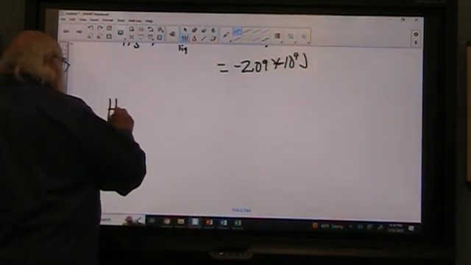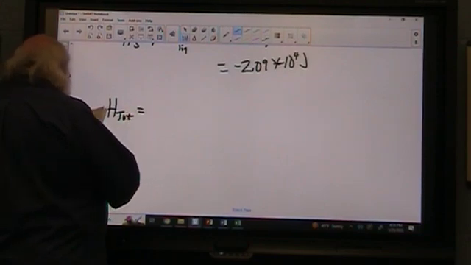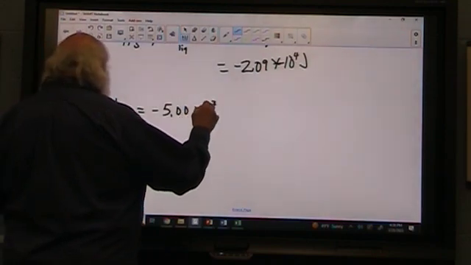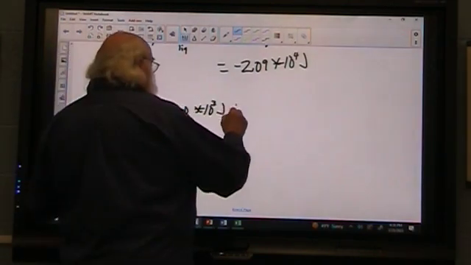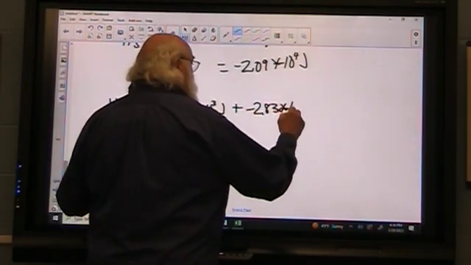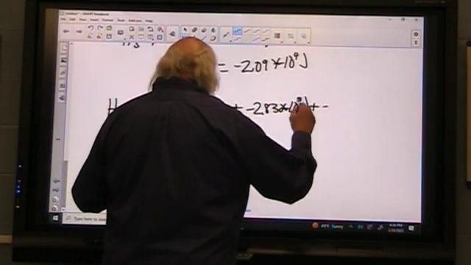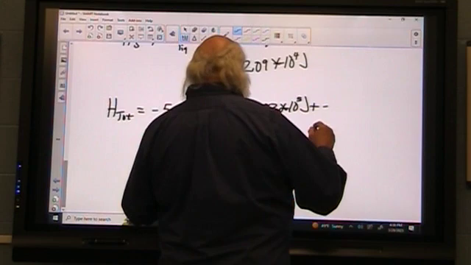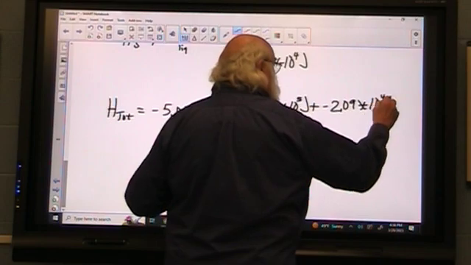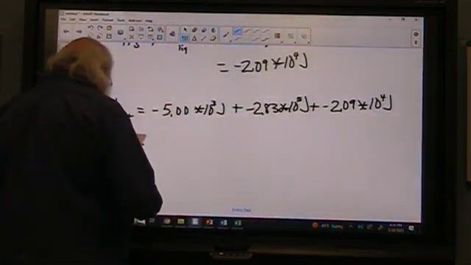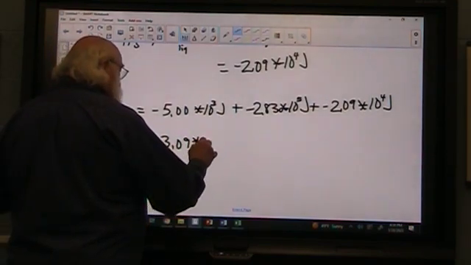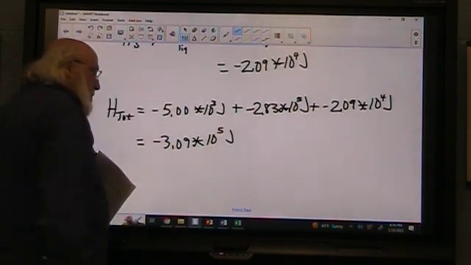H total. H1 we said is negative 5.00 times 10 to the 3rd joules. H2 was negative 2.83 times 10 to the 5th joules. And H3 is negative 2.09 times 10 to the 4th joules. And if you put all that in your calculator, you should end up with negative 3.09 times 10 to the 5th joules.